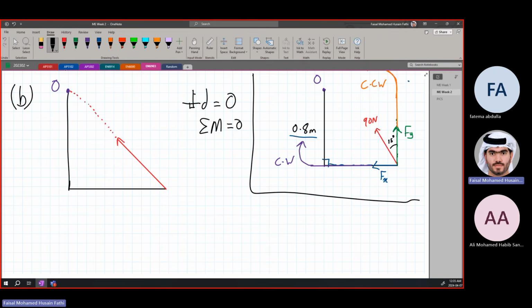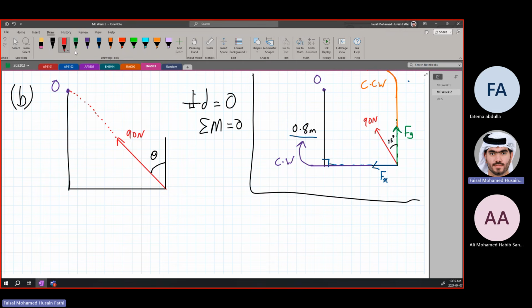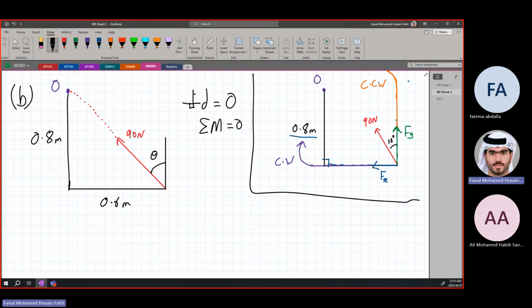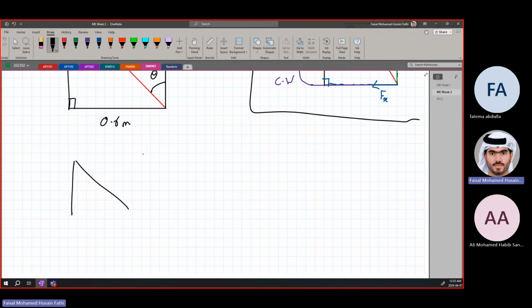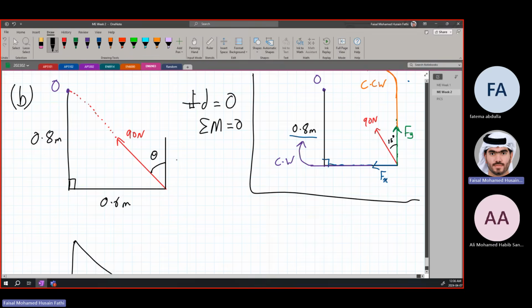So this is the angle theta that they want us to find. It's here. This is angle theta. And we are now pointing our force, our 90 Newton force, in the direction of O. And we know that this distance is 0.8 meters, and this is 0.6 meters. Now, if you notice, we have a right triangle where this is a right angle. If I just redraw the triangle, it's going to look something like this. And this is also a right angle, right?